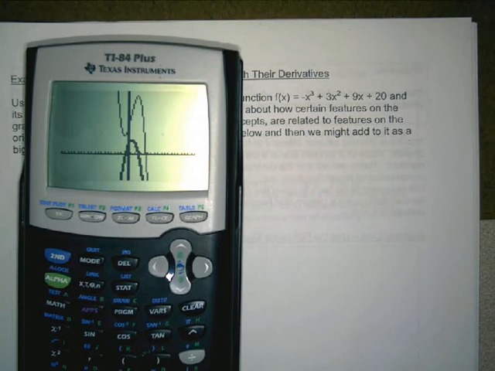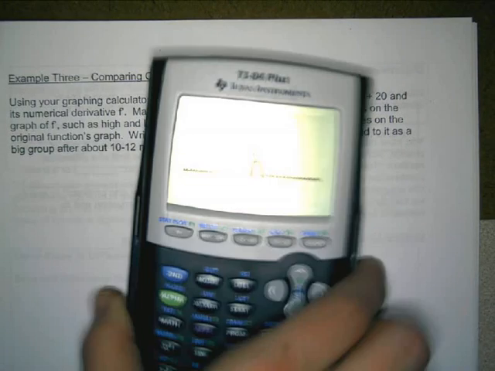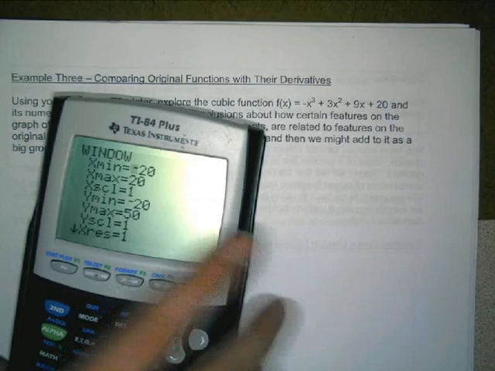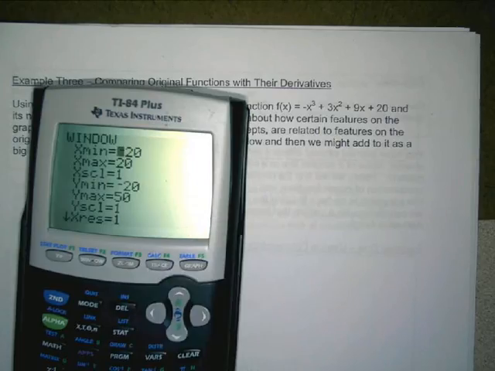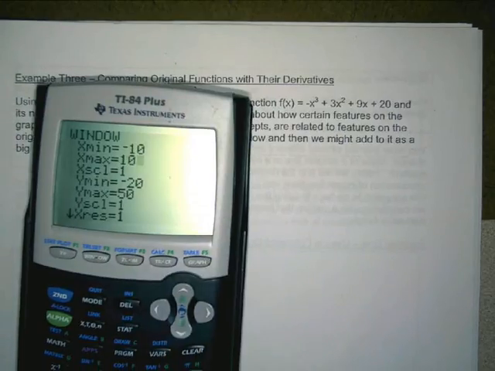Okay? My window for this one, to make it even better, you can probably go from negative 10 to 10 on the x, and negative 20 to 50 on the y. My window makes a lot more sense, and it's Zoom Fit. And that's what you're doing for the next 10 minutes or so.